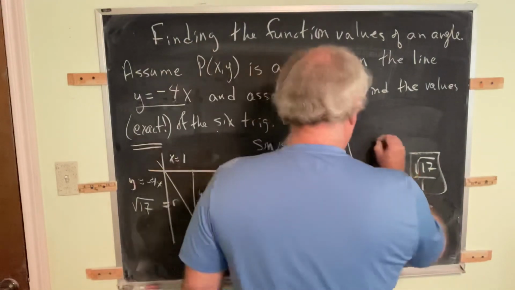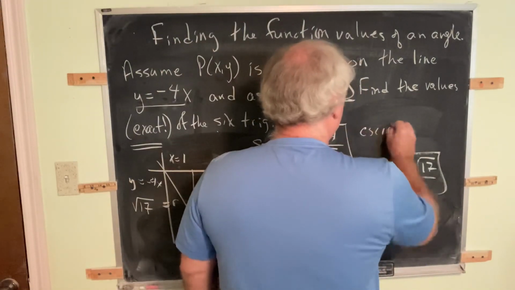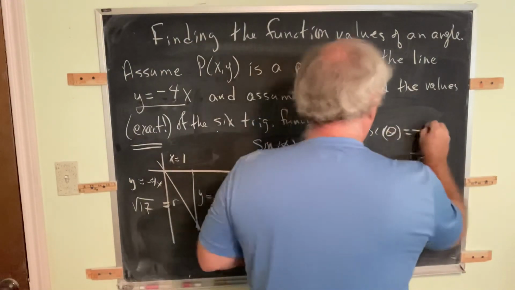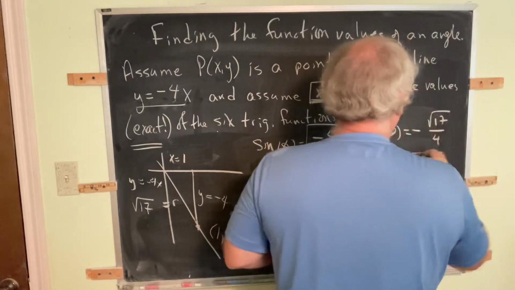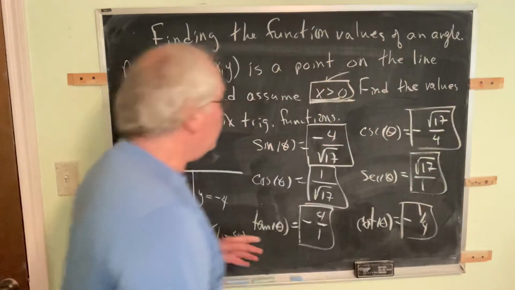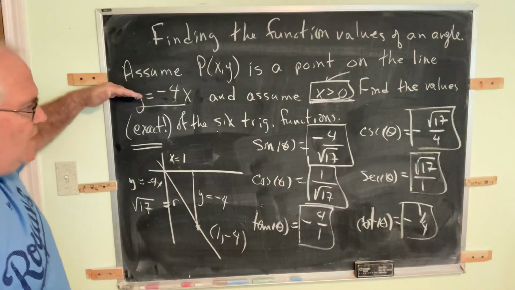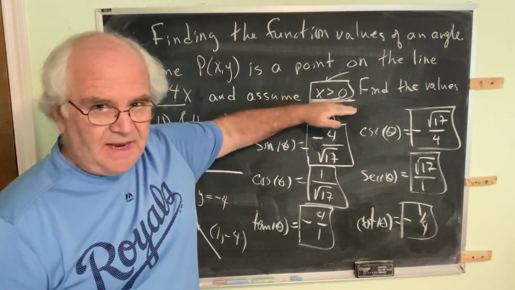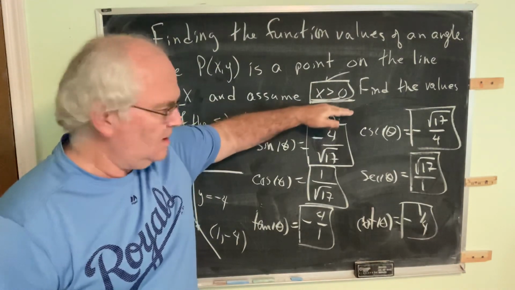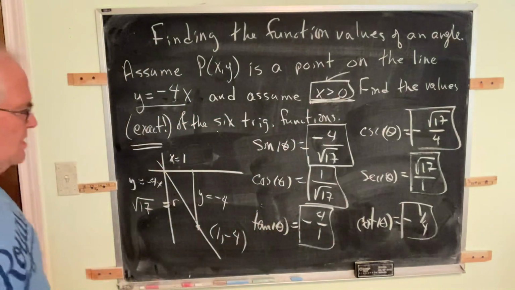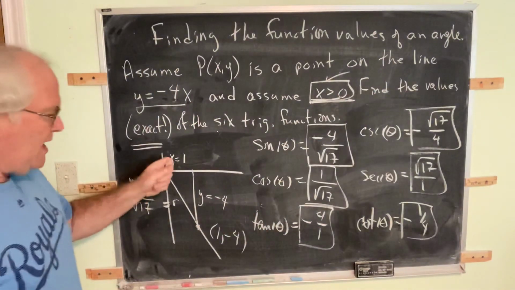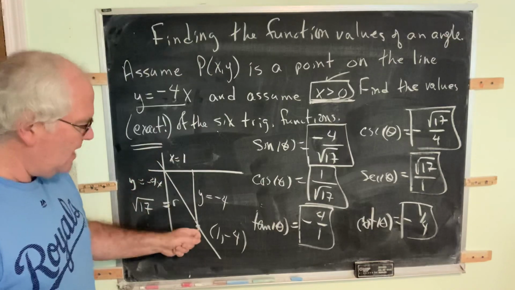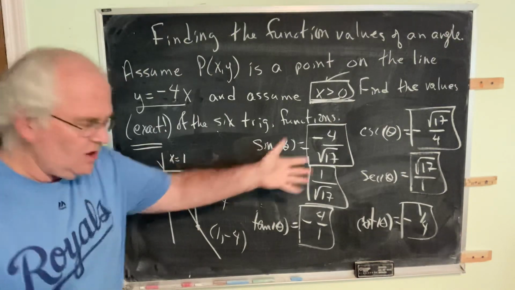And then the last bit is cosecant, and that's negative square root 17 over 4. So, given any line that passes through the origin and given a specific restriction, then you should be able to find all the values of all 6 trig functions. Choose any x that you like, use that to find the associated y, and then you're off to the races.